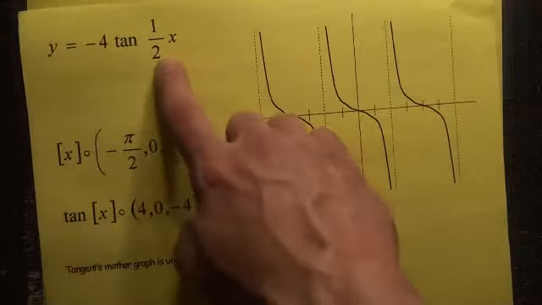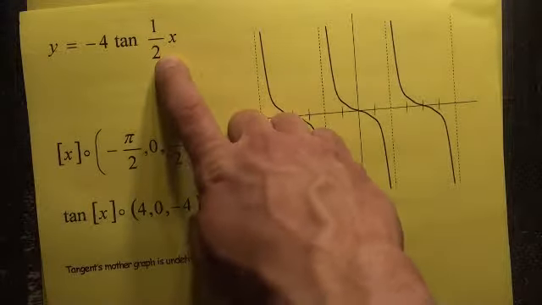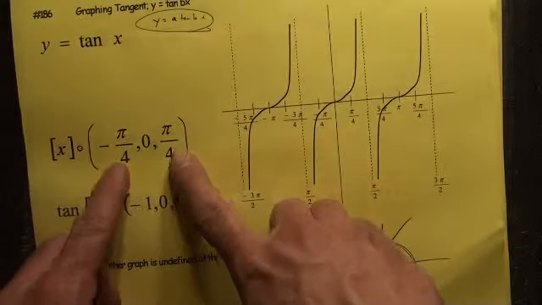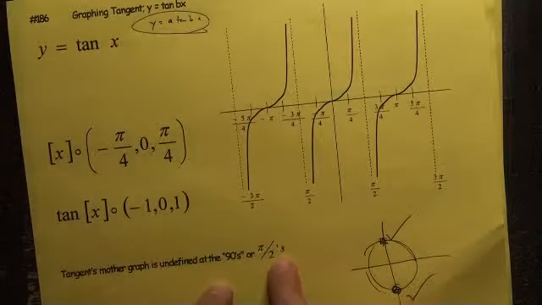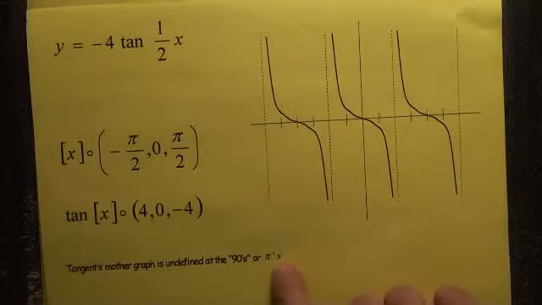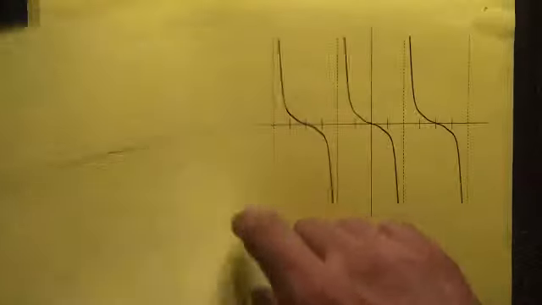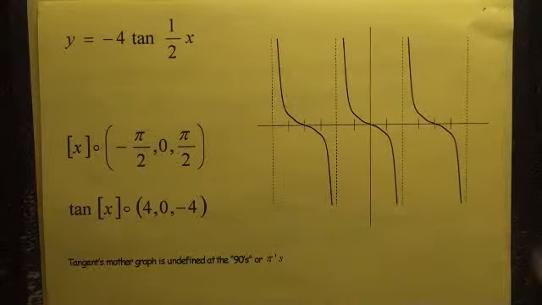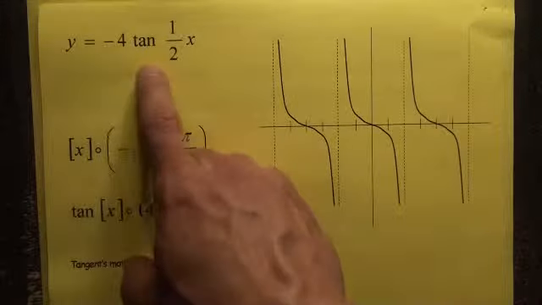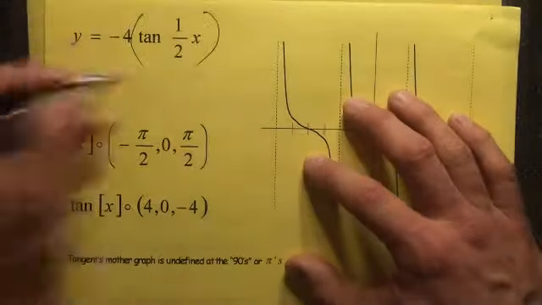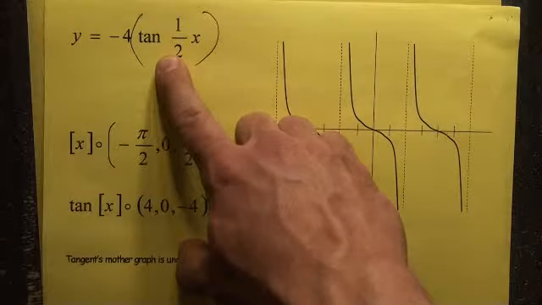Now, look what happens here. From video 185, the 1/2 here would have told us to multiply the denominator by 2, which would have changed this pi over 2 to a pi, and would have changed the pi over 4s to pi over 2s. Let's move on now.